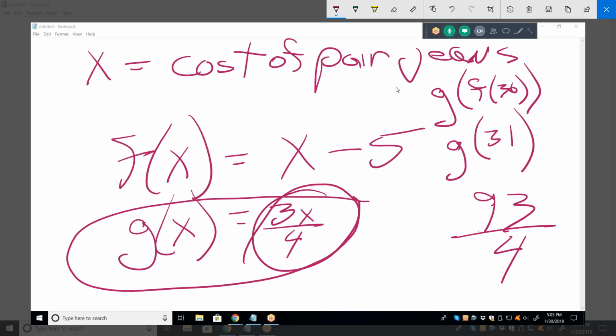In other words, I'm going to figure out what f of 36 is because I can do that really easily. And then that's a number, so I'm going to substitute the number there. And now figuring out g of 31 is real easy.